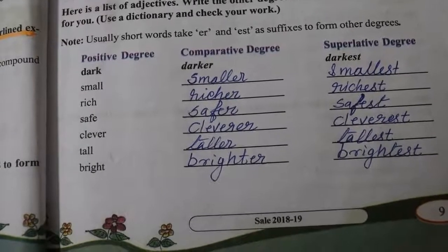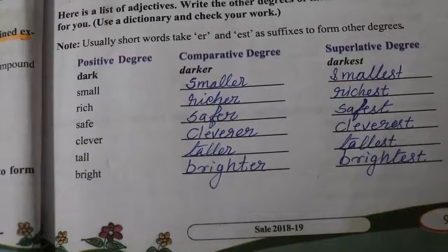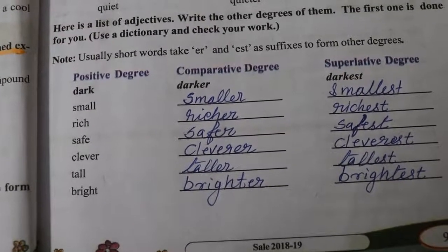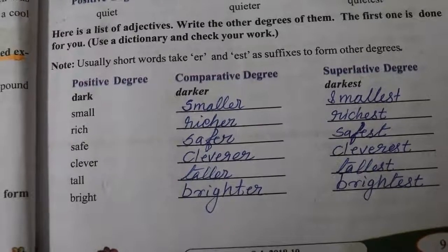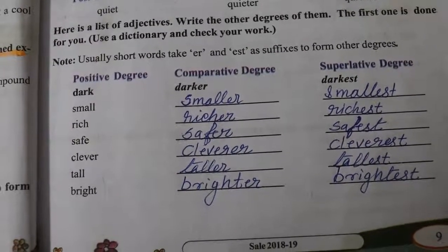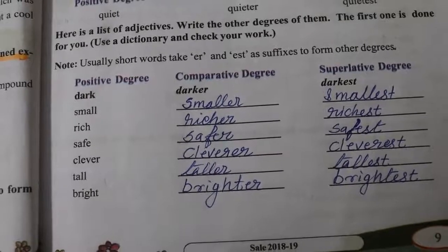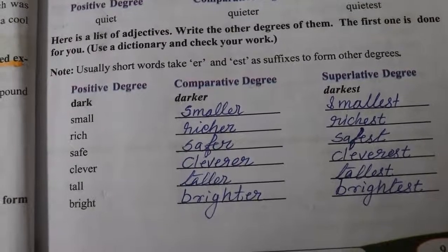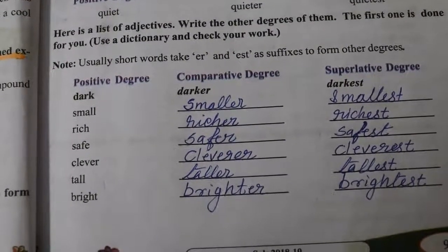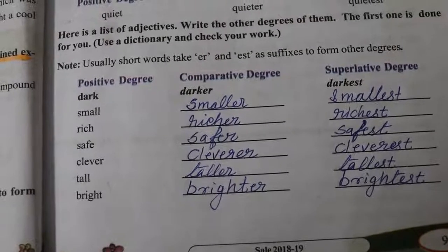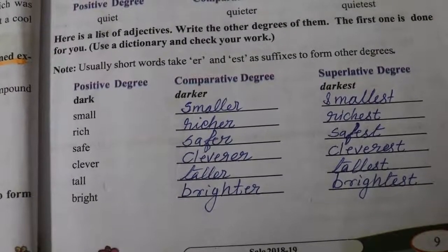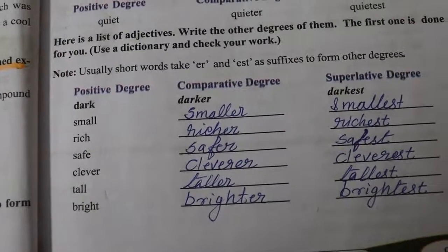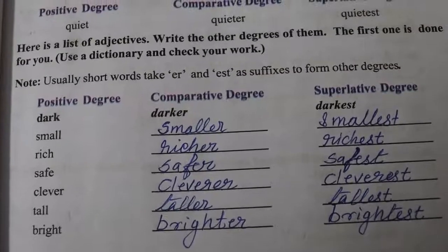Then rich, richer, richest. Next safe, safer, safest. Clever, cleverer, cleverest. Please notice that in cleverer, ER is added after the complete word, not cutting anything. So please note that. Then the next one is tall, taller, tallest. And the last one there, bright, brighter, brightest.